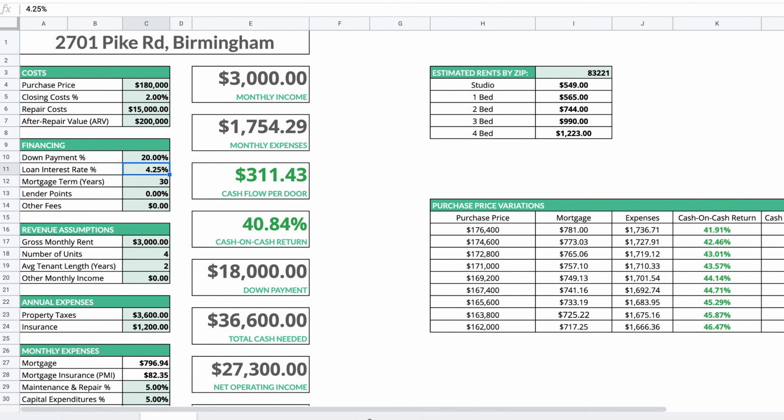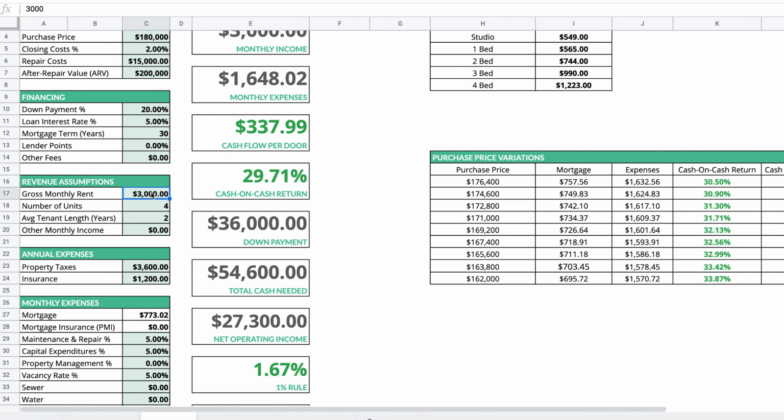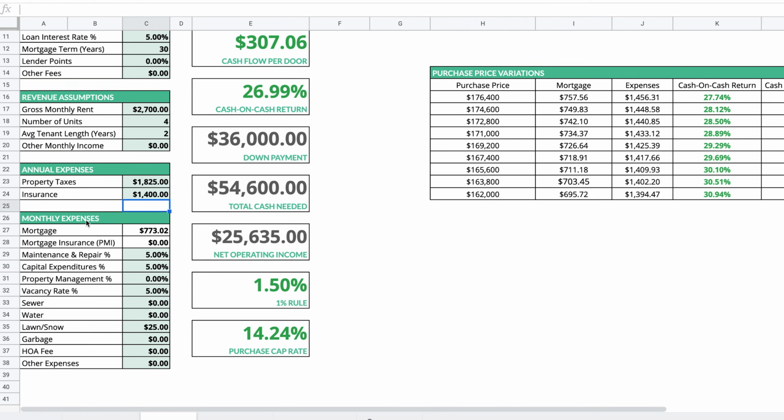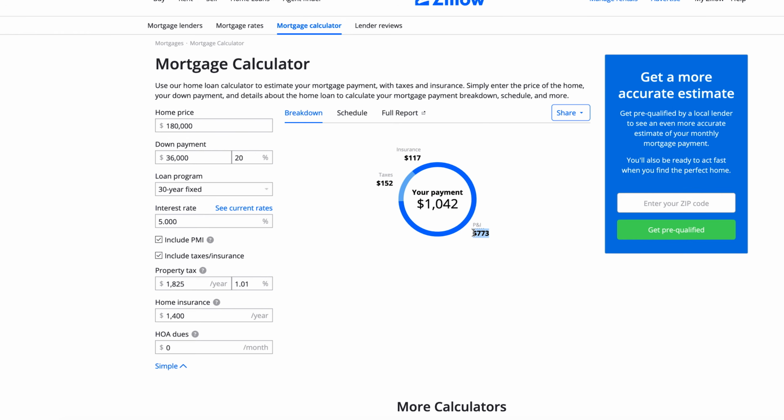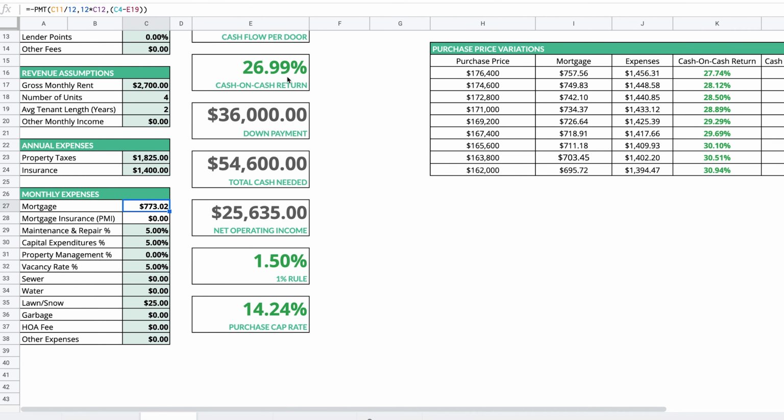Down payment, 20%, we'll do 5% for interest rate, 30 years, no points, no fees, 2,700 a month, 4 units. Property taxes, we said were 1,825. Insurance, we'll do 1,400. So the mortgage is auto-calculated for us, $773. I know on the other one we said the mortgage was just over $1,000, but if you look here, 773. The mortgage only piece was $773, which you can see here on their calculator. But we add in the property taxes and the insurance separately. Maintenance and repair 5%, capex 5%. Again, I self-manage, so 0 for property management.